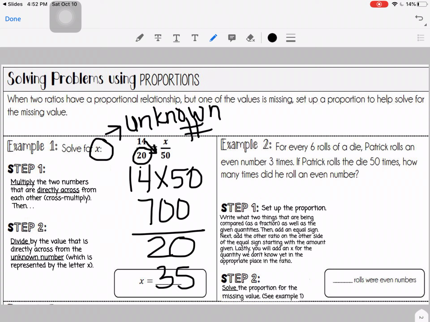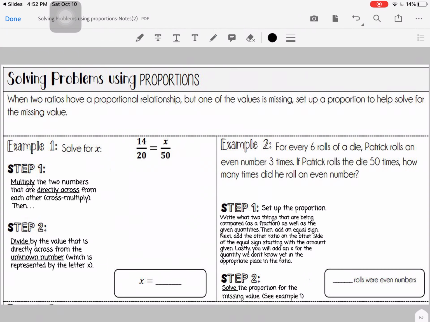So X equals 35. And if we wanted to know if it was proportional, we would do like we did in the last problem. We would cross multiply 20 times 35 and then 14 times 50, and we should get 700 for each. 700 equals 700, so we know that they will be proportional.